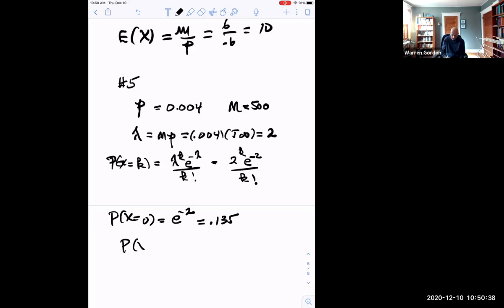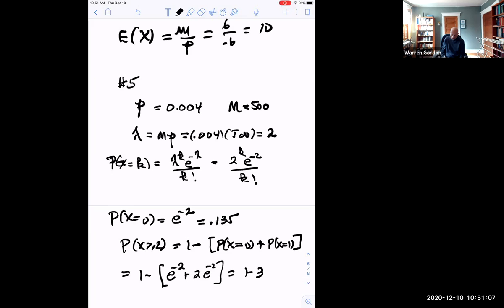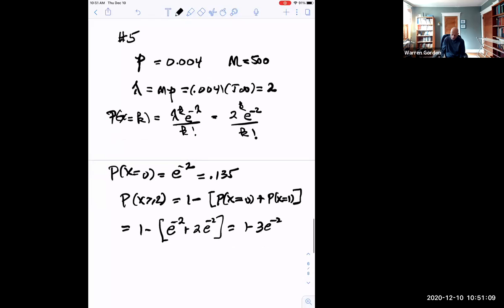What's the probability that we have at least 2 errors? Well, the easy way to do this is by complementation. The complement is none or 1. So what does that give us? 1 minus, the first one was e to the minus 2, and if k is equal to 1, we get 2 e to the minus 2. This gives you 1 minus 3 e to the minus 2, which is approximately 0.59399. Okay.